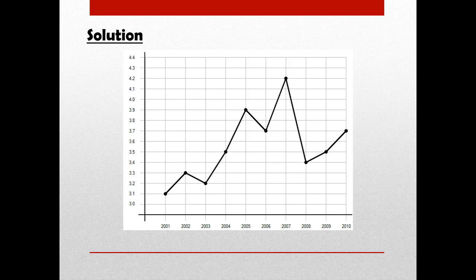If you've ever seen a news show that talks about the stock market, you'll see graphs like this where they talk about how the stocks go up and down, or unemployment rates, how they go up and down. You see these kinds of graphs all the time in business. So time series charts are used a lot in business. And that's the last graph that we're going to talk about in this section.